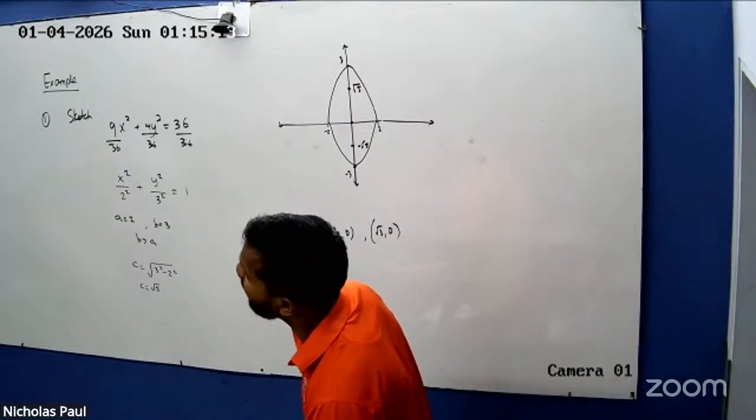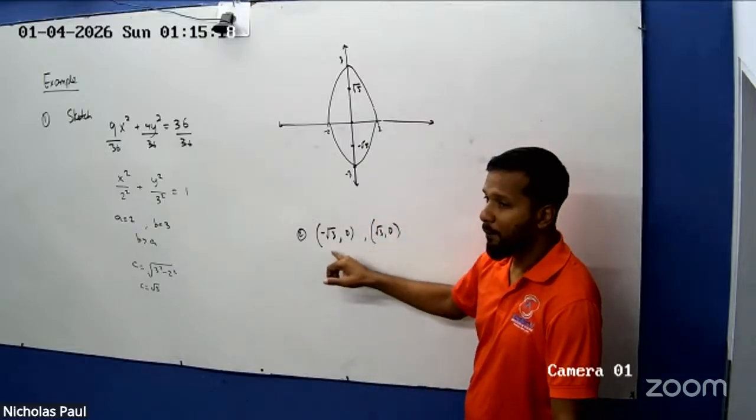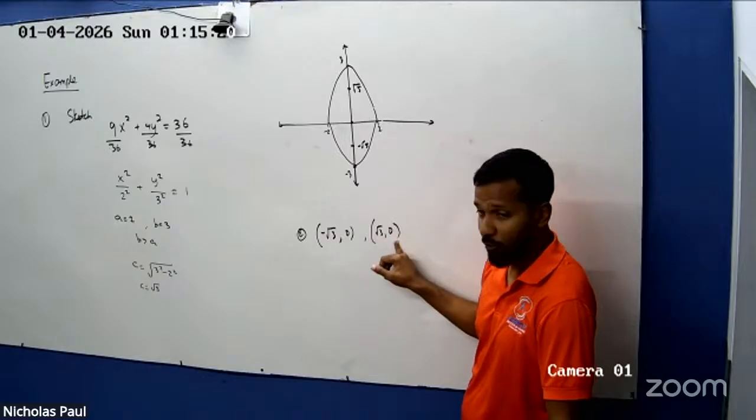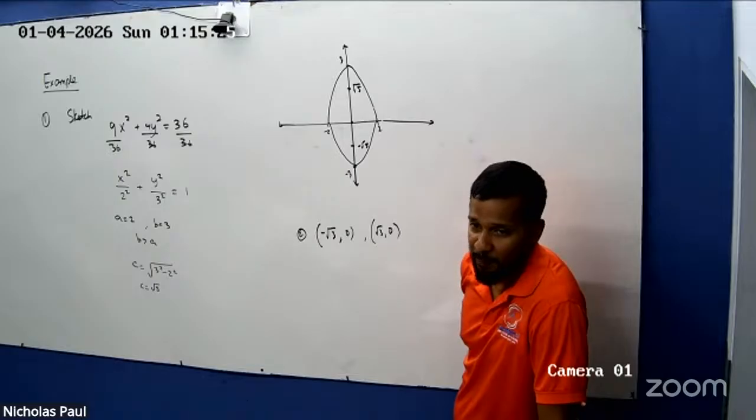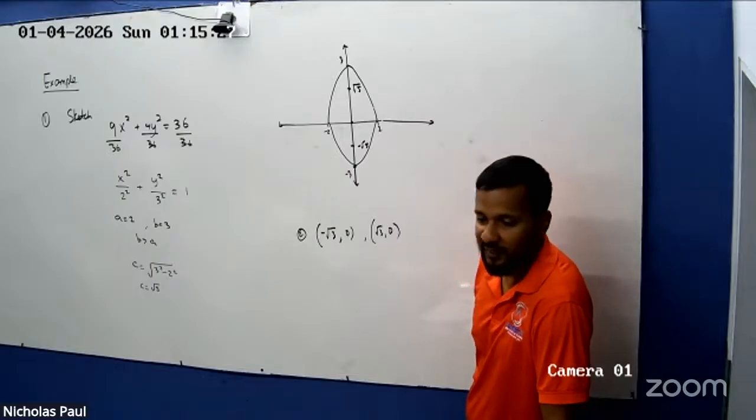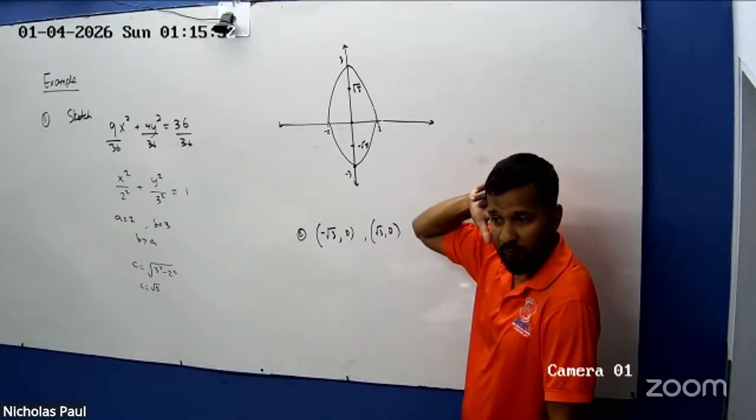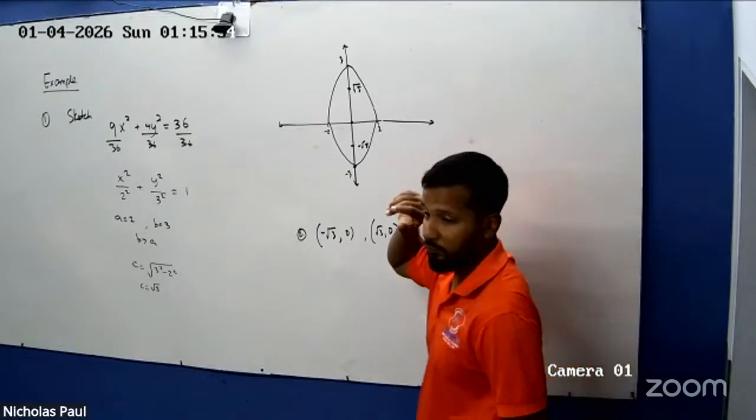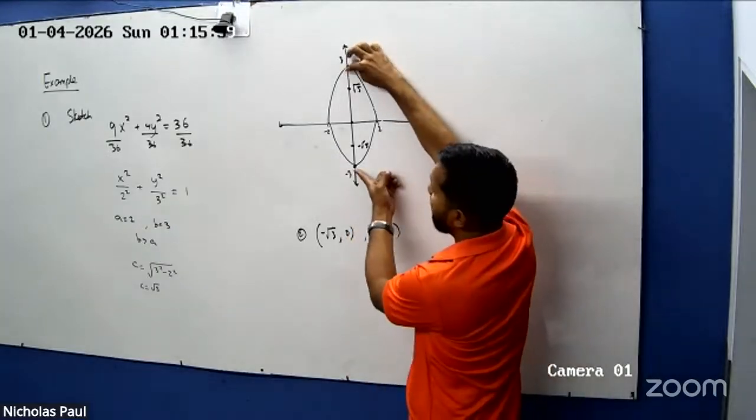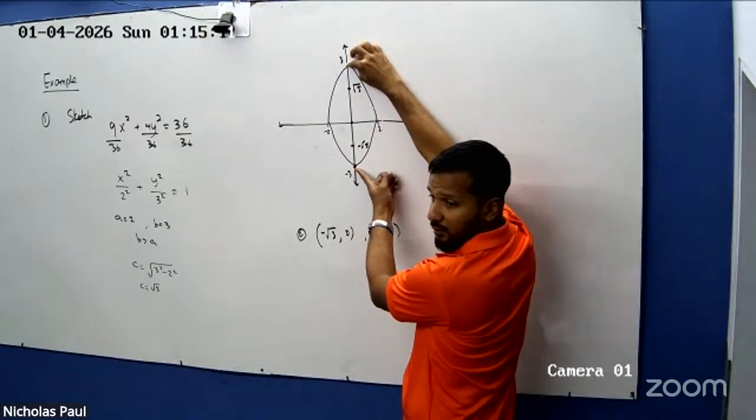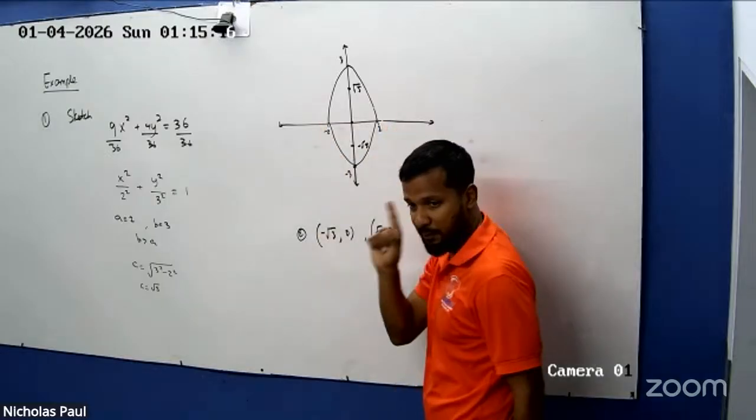If you have any questions, just say it. If the foci are minus root 3, 0 and root 3, 0, and the length of the minor axis is 6. Just a quick question. What's the length of the minor axis here? 6. Keep that in mind.